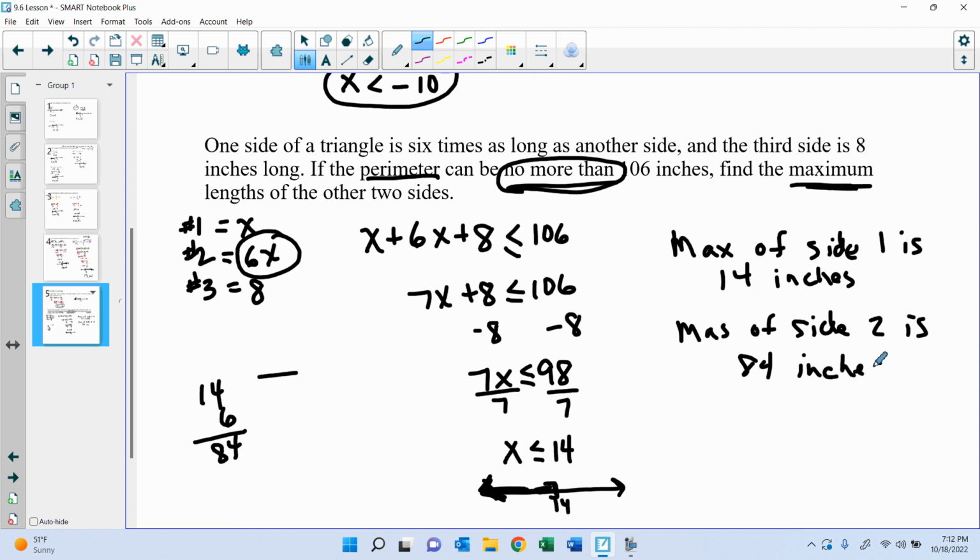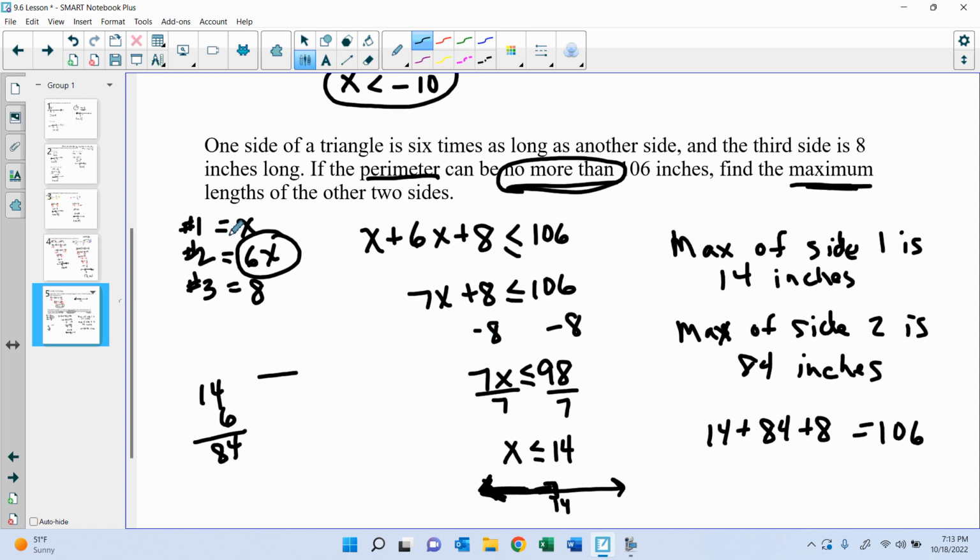So that's the maximum. Now, if we add it up, we can see how that makes sense because it can be no more than 106. So if we take the biggest of side 1 plus the biggest of side 2 plus side 3, which is already fixed, if we add all this up, we do in fact get 106, which makes sense because that's the biggest. And this is the max of the sides. Okay, so the biggest the sides can be gives me the 106. So that means the other two sides can be smaller.